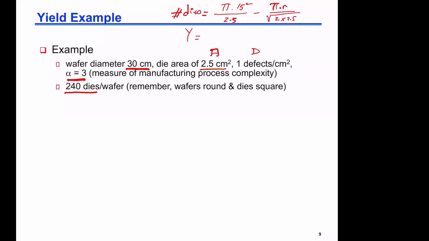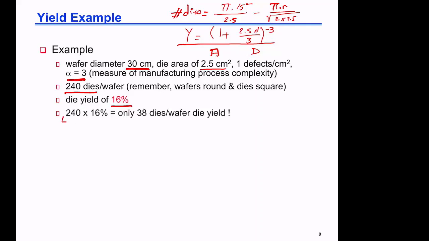So the yield, we said, is 1 plus D times A, which is 2.5, times 1 over alpha, which is 3, to the power minus 3. If I calculate this quantity, I will end up finding that my yield is 16%. Meaning out of every 100 wafers, I'm going to have only 16 without defects, meaning 16 will be functional. Therefore, I multiply the 240 dies by the yield, 0.16, and I find out that I have only 38 dies per wafer, sorry, that are going to be yielding.